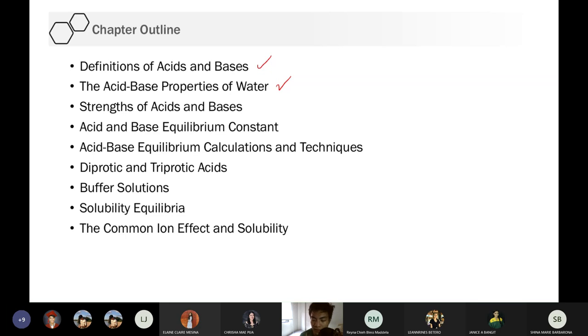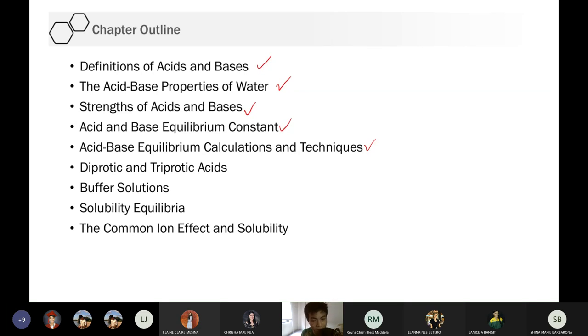Then since usually for weak acids, naka-equilibrium reaction siya, we can write for its equilibrium constant. And then later on, we can solve for their equilibrium amounts, no? Using the equilibrium constant. And yung acids natin, based into multiple forms. Meron siyang monoprotic, diprotic, triprotic, depending on the number of hydrogens it can release, no? And then, if you have a mixture of conjugate acid-base pair, then you have a buffer solution. And buffer solutions are governed by the Henderson-Hasselbalch equation. And sa ngayon, we'll now proceed on the last two, solubility equilibria and the common ion effect.